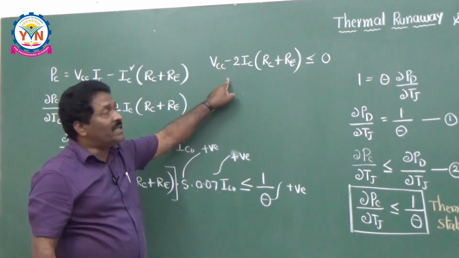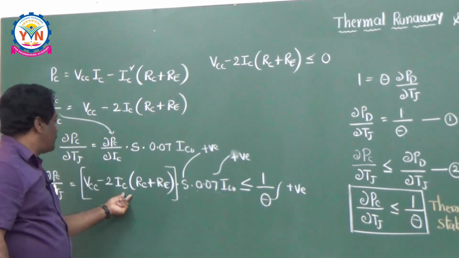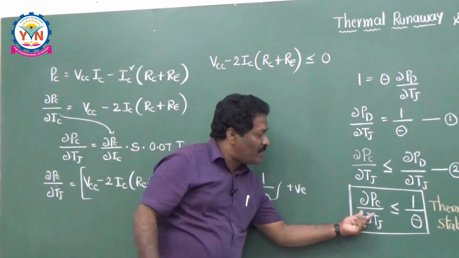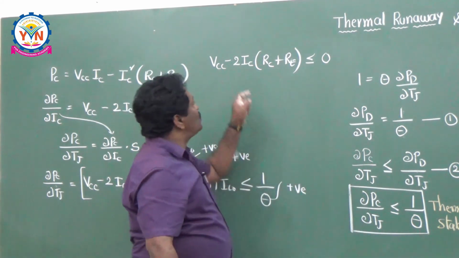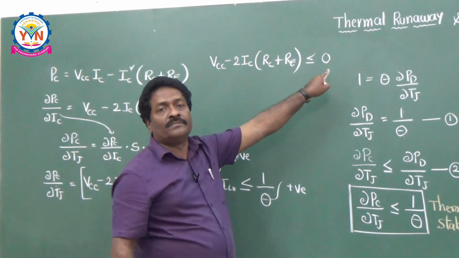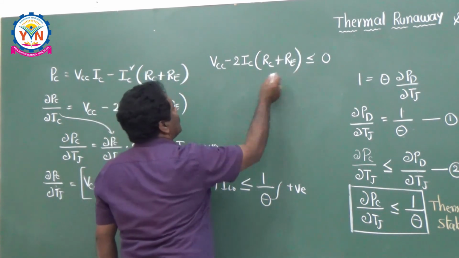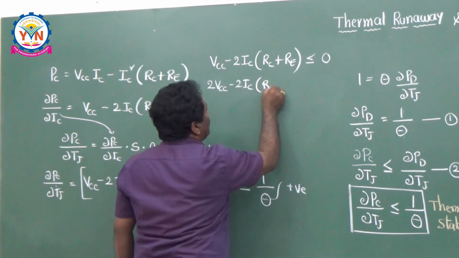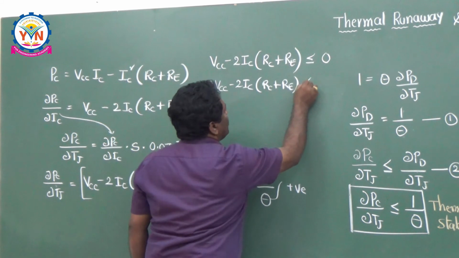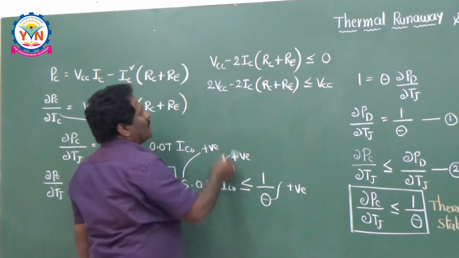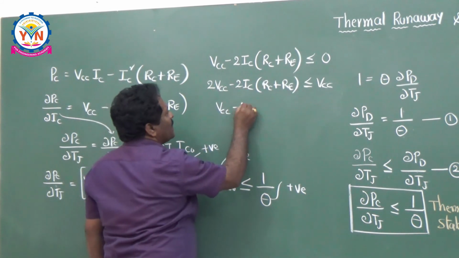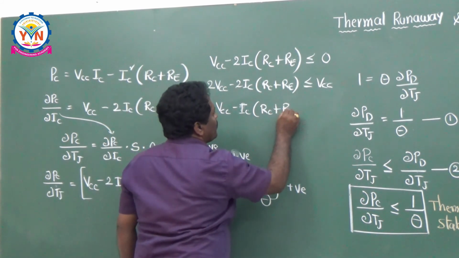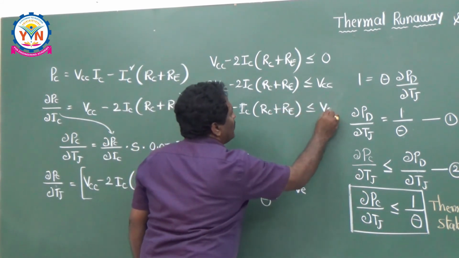Why? Because this is very, very important: this condition is required to avoid the thermal runaway, that is, for getting the thermal stability. So that's the reason it should always be less than or equal to 0. Now add VCC on both sides. So it becomes 2 VCC minus 2 IC into (RC plus RE) less than or equal to VCC. Therefore, it can be written as VCC minus IC into (RC plus RE) is less than or equal to VCC by 2.